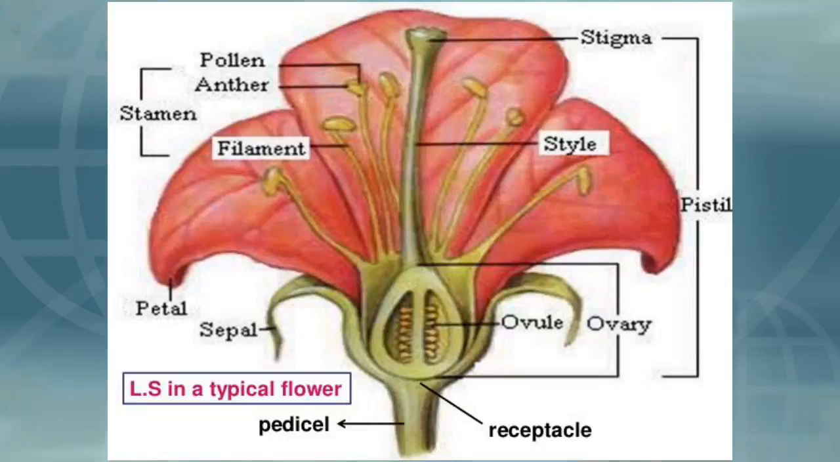Then downside you are seeing the sepals, like leaves, right? Sepals are the green leaf-like structures at the base of the flower. Sepals protect the flower during its development and give support to the petals when the flowers bloom.